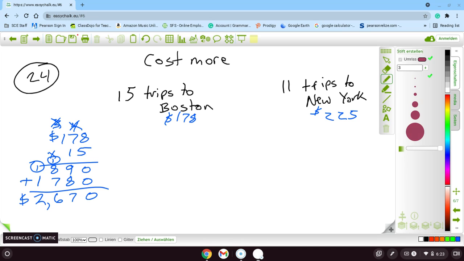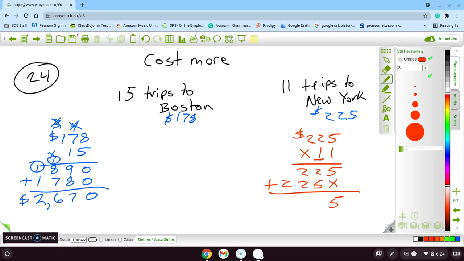Now we have to do New York. New York, we have $225, and we're doing 11 trips. I love multiplying by ones. 1 times 225, well, that'd be 1 times 5, 1 times 2, 1 times 2. Put in your placeholder. Now we're multiplying by 1 from the tens column. 1 times 5, 1 times 2, 1 times 2. Add them up. 5, 2 and 5 is 7, 2 and 2 is 4, and a 2. So it costs $2,475 to go 11 trips to New York.